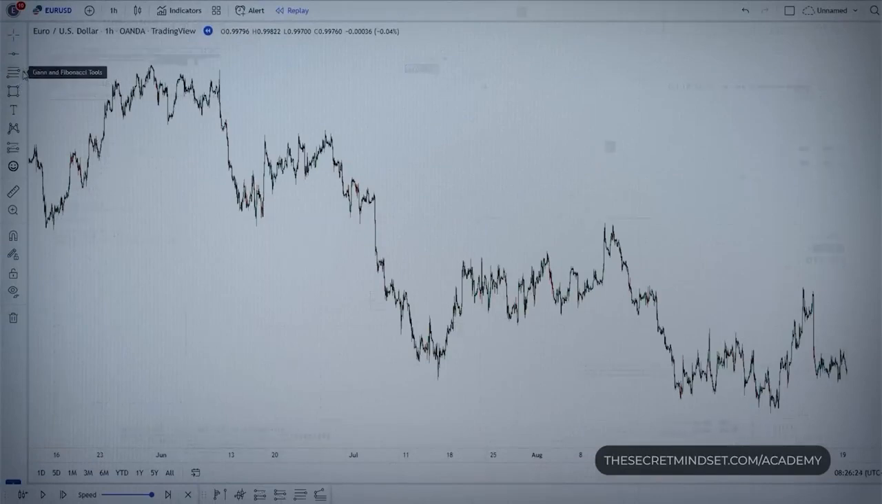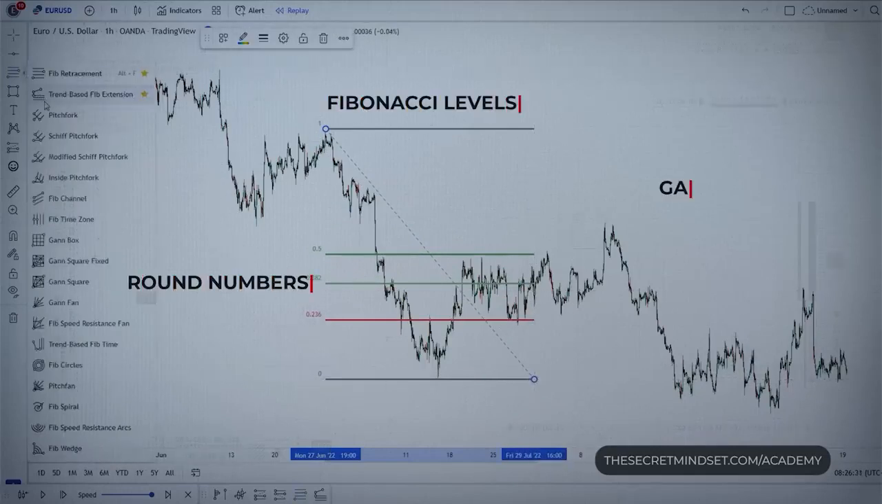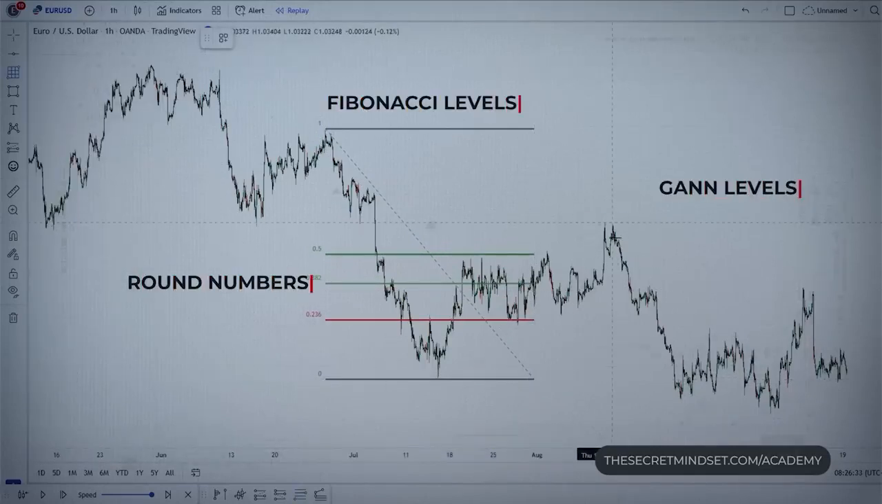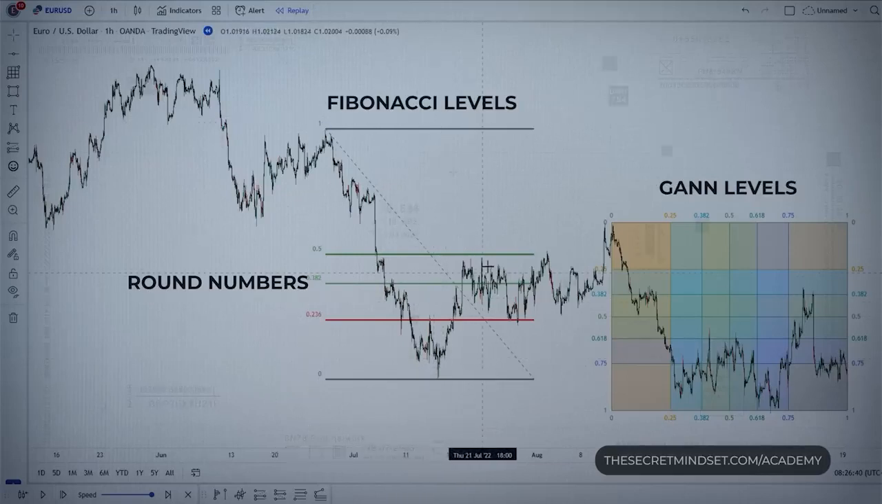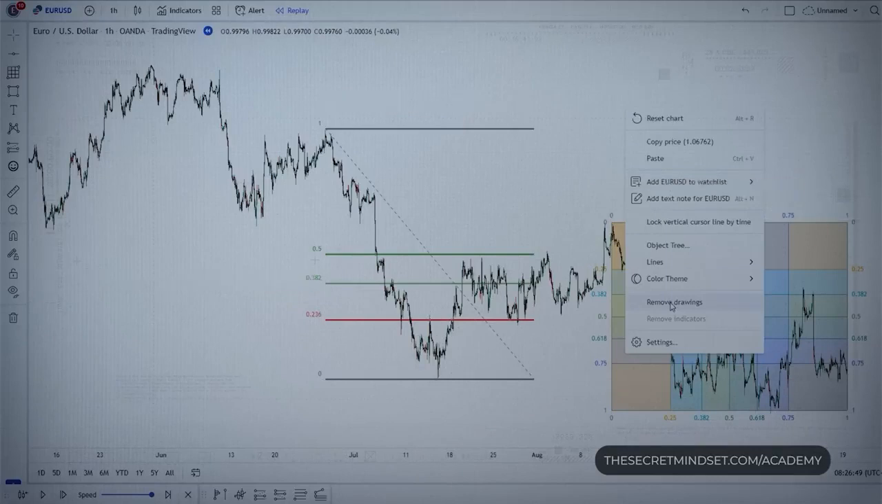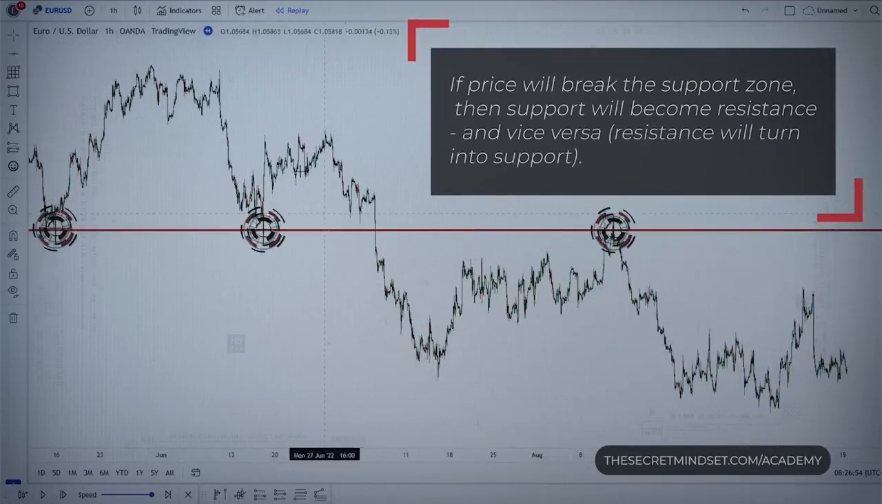Now another difference. Support and resistance trading is related not only to past price swings. Round numbers, Fibonacci or Gann levels are also areas of attraction and price reversal areas. Price spent a decent amount of time at these levels. Every time price comes to these levels, it tends to take a reversal or a breakout. If price will break the support zone, then the support will become resistance, and vice versa.